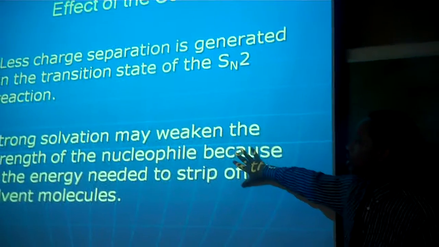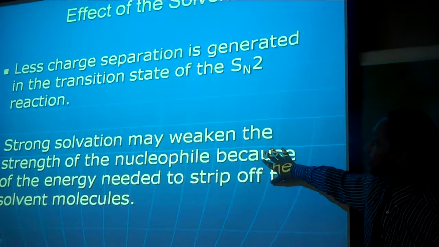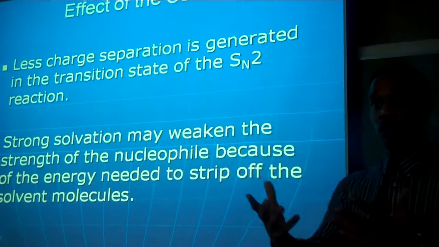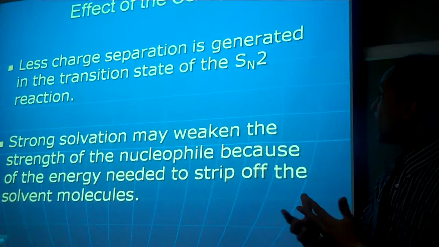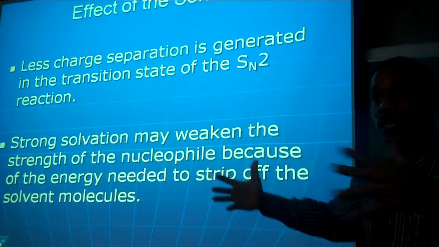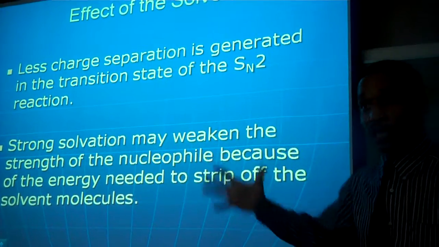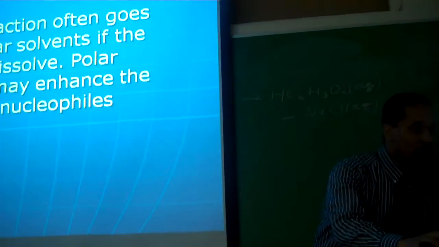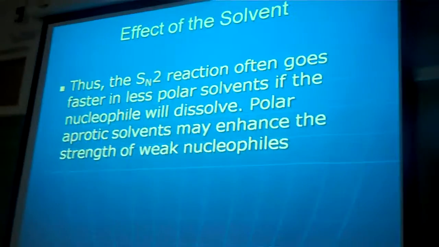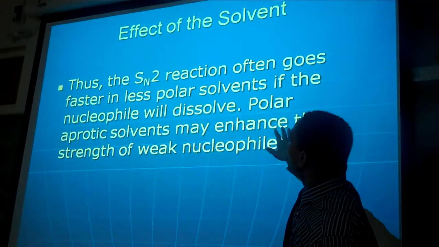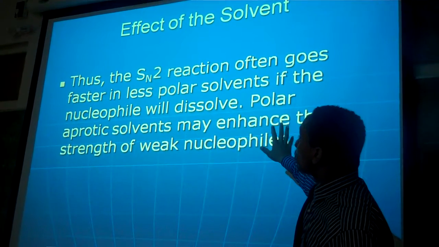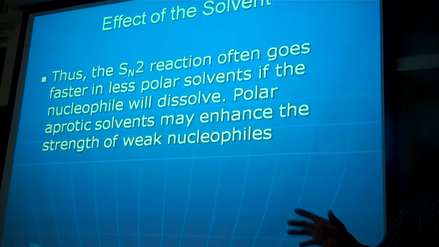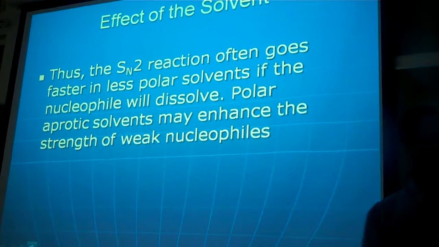A strong solvent is going to weaken the strength of the nucleophile. So if I'm using water, which is a polar molecule, it's going to highly solvate my nucleophile, and I can't get to the substrate. Thus, SN2 reactions go faster in these strange types of solvents. These solvents have these weird names.